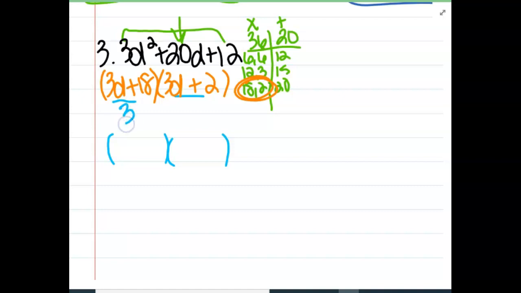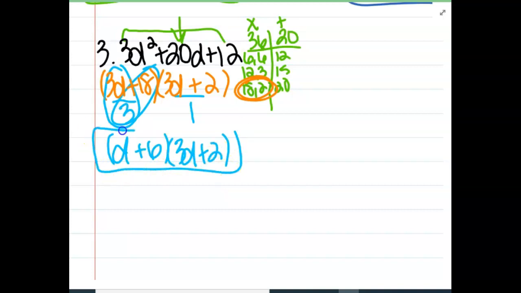3. What do 3d and 2 have in common? 1. Now, whenever we do this, it's kind of like the butterfly method. 3d divided by 3 is d. 18 divided by 3 is 6. And when you divide by 1, it's not going to change anything, so it stays 3d plus 2. There's your airplane method.